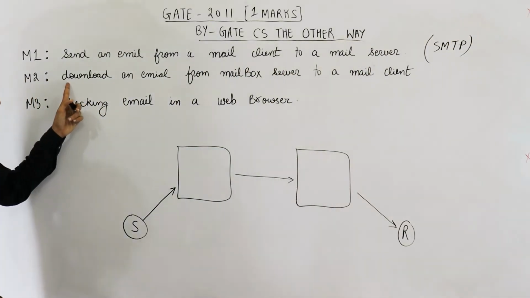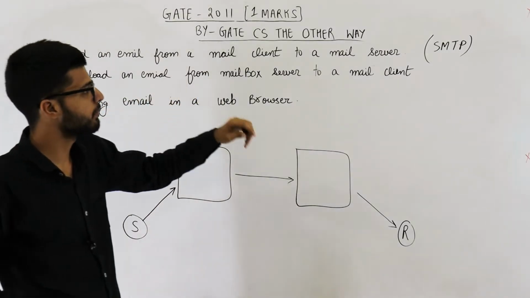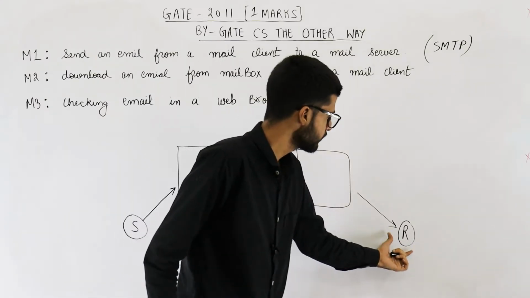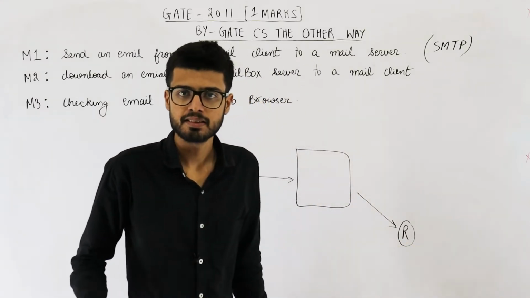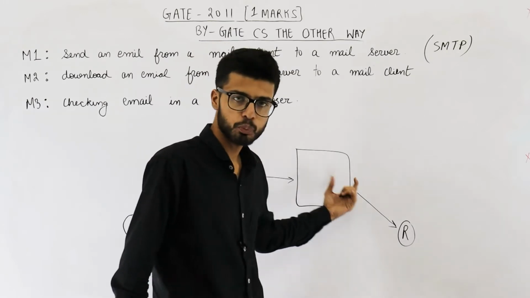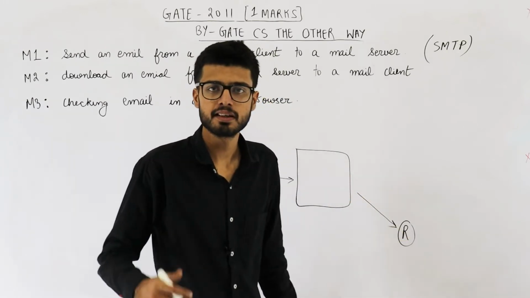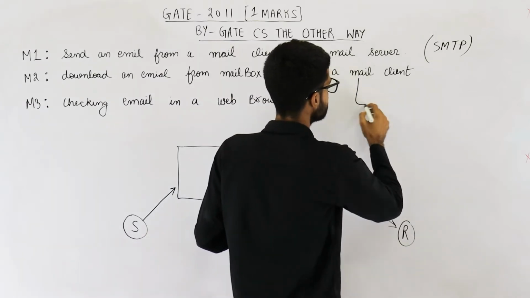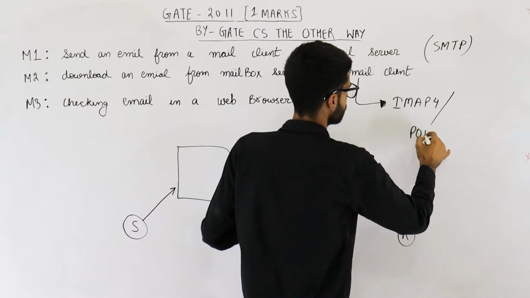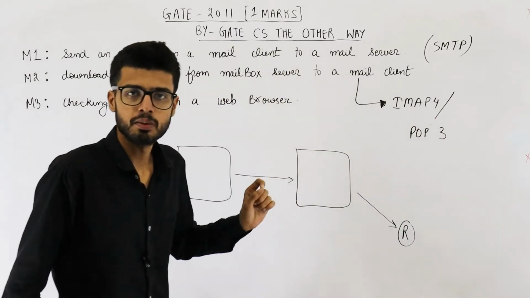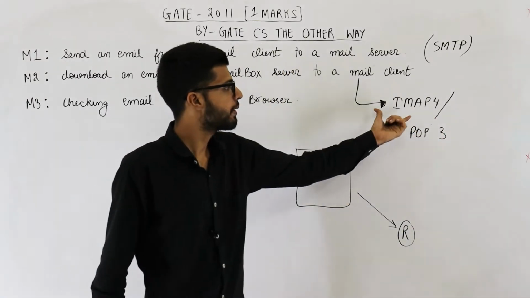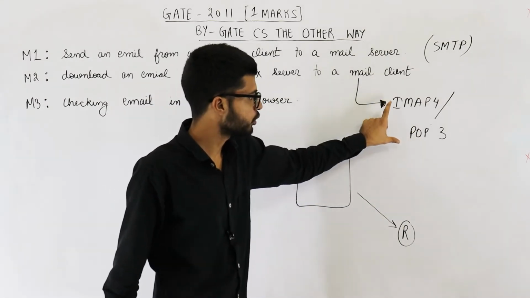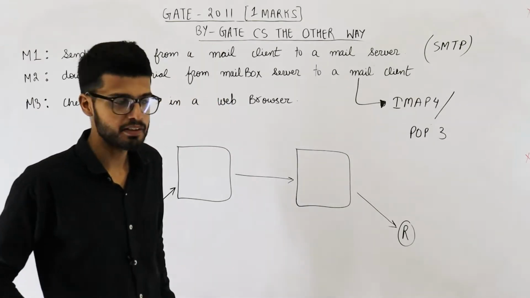Then M2 is download an email from mailbox server to a mail client. That means for this transaction, the receiver wants to download all the emails that it has received. So for pulling emails, the protocol is IMAP. So for M2, the protocol that can be used is IMAP 4 or POP 3. Both of these protocols are used for receiving emails.